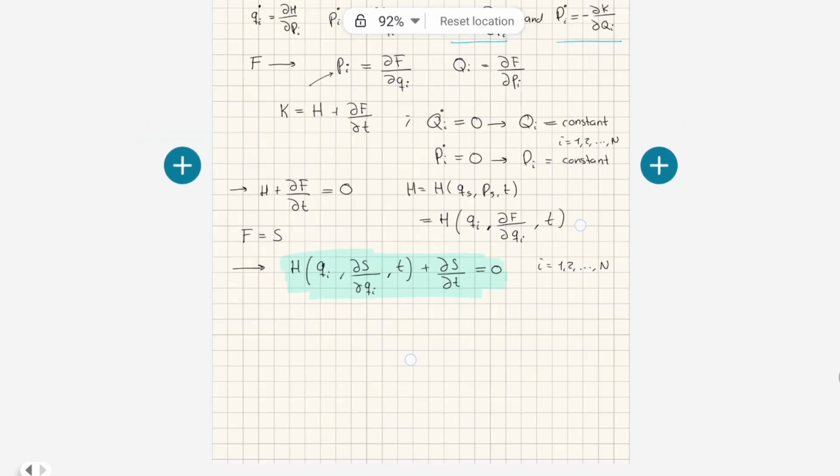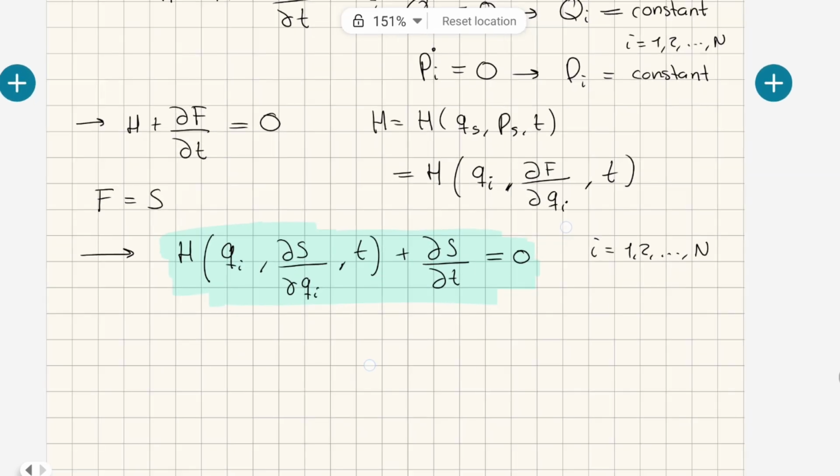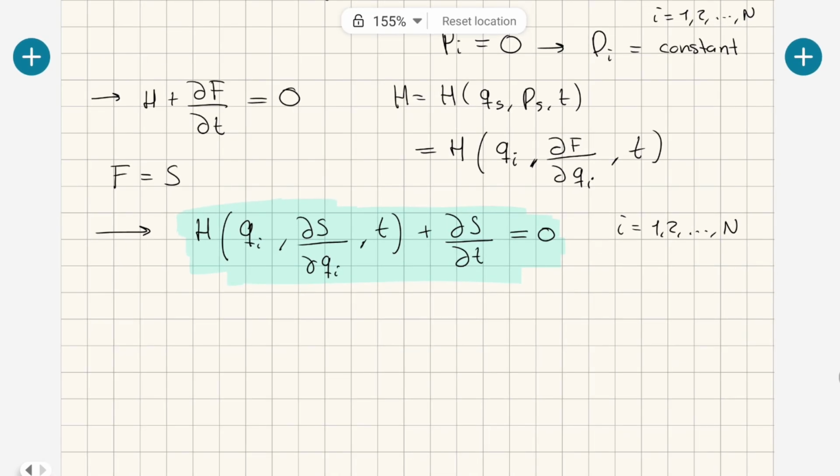So what we are going to do now is to see an example of how to use this Hamilton-Jacobi equation in a very famous problem, which is the harmonic oscillator. You know, every time we deal with a new topic in physics, we relate it to the harmonic oscillator. So that is what we are going to do now.